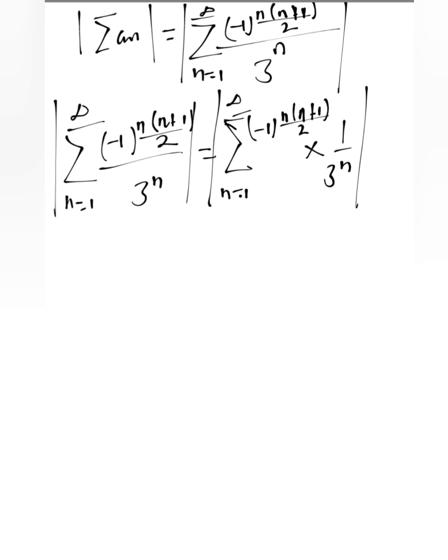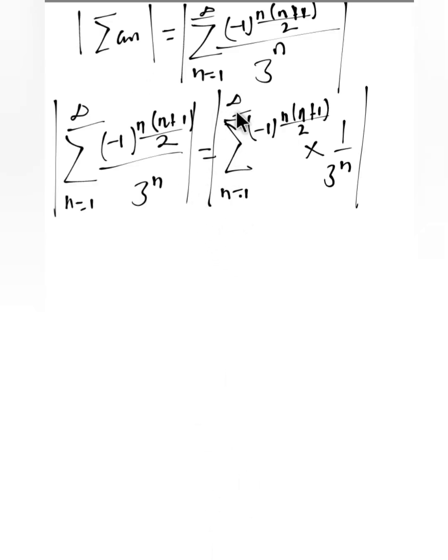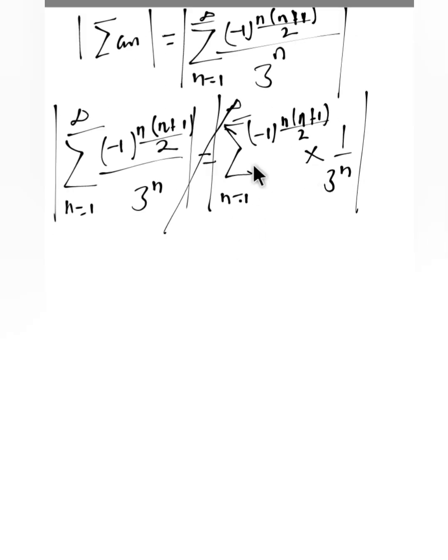Now, using what we deduce from here, that this absolute value sign cancels this alternating sign, we can use it here. The absolute value sign will cancel the alternating series term completely. So (-1)^n times (n+1)/2 is gone with the absolute value sign, and we are left with the summation from n equals 1 to infinity of 1 over 3^n. The absolute value has cancelled the negative sign, so the equation becomes so easy to solve.